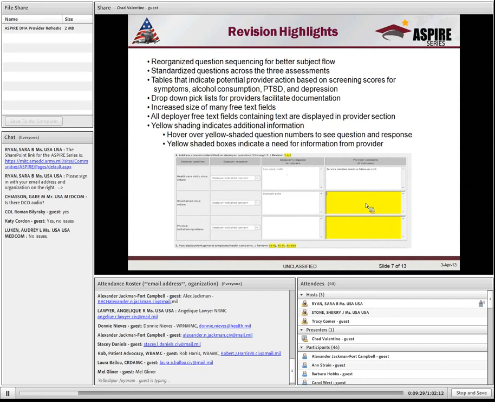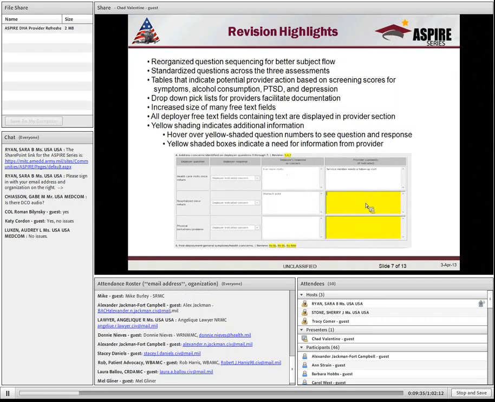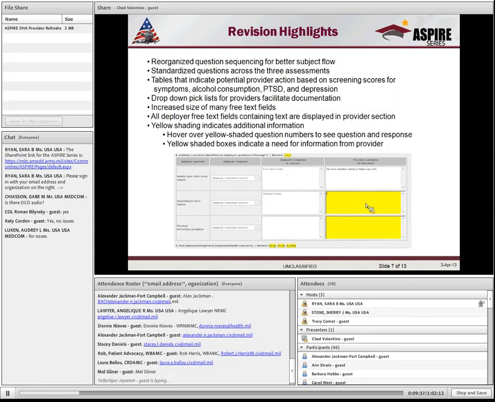There are drop-down pick lists for the providers to facilitate documentation, meaning that when you want to indicate a referral, you can choose what type of referral, and you can choose multiple referrals based on the positive responses given by the soldier. There's increased size of many of the free text fields. You'll notice that you'll have anywhere from 250 to 600 characters in some of the provider comments boxes when going through the healthcare provider portion.